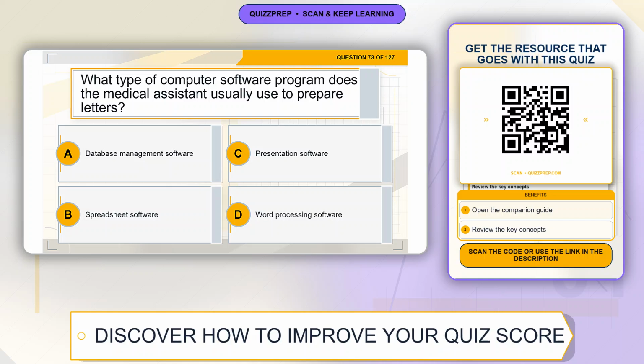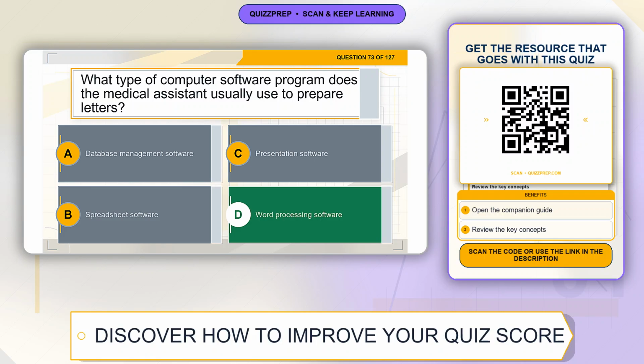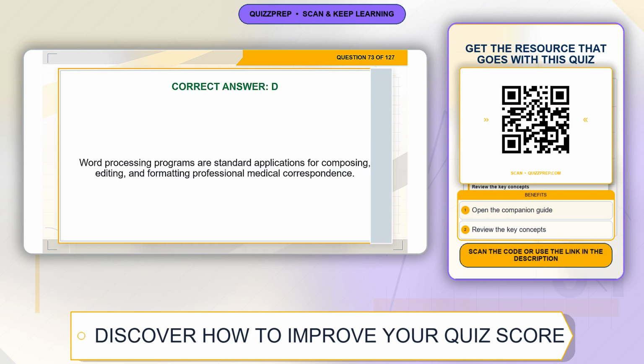Option A, database management software. Option B, spreadsheet software. Option C, presentation software. Option D, word processing software. The correct answer is option D, word processing software. Explanation. Word processing programs are standard applications for composing, editing, and formatting professional medical correspondence.